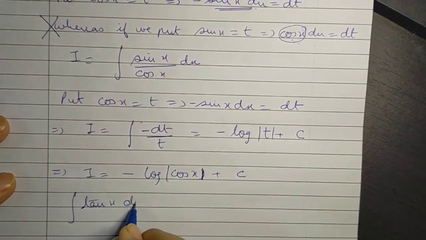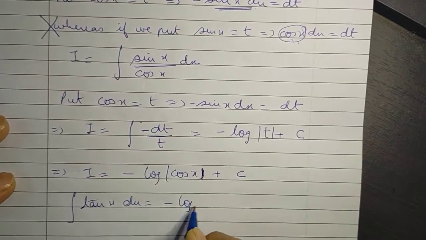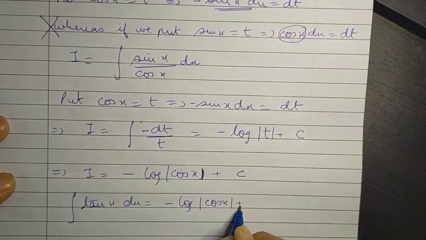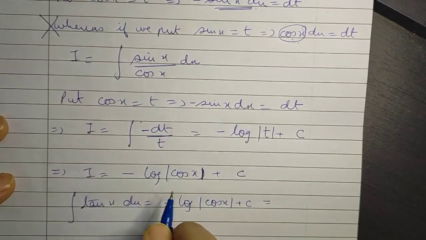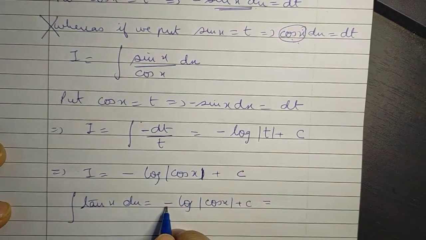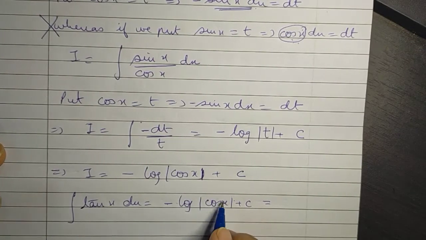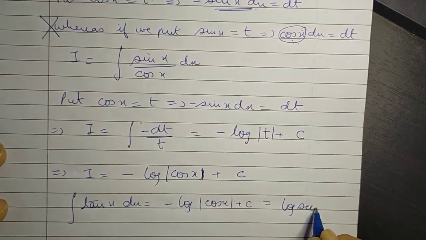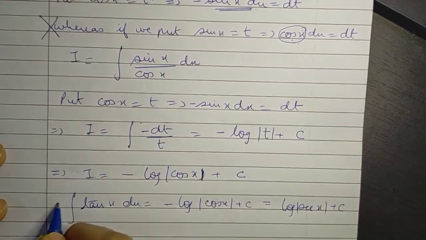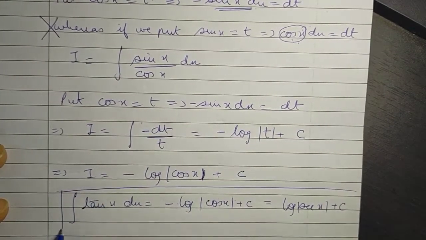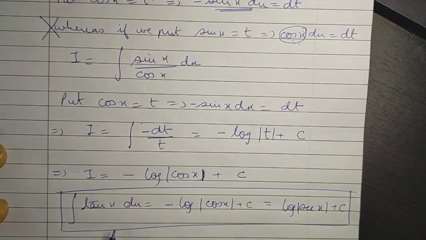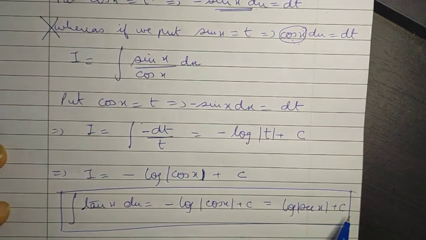Okay, so this is one result, that the integral of tan x dx is equal to minus log of mod of cos x plus c, but more prevalent is the result where we absorb this minus sign. If you absorb this minus sign, it becomes log of cos x inverse, which is log of 1 upon cos x, which is log of sec x plus c. And so we get a very important result, that the integral of tan x dx is equal to log of sec x plus a constant.